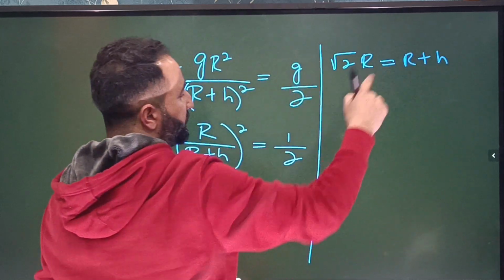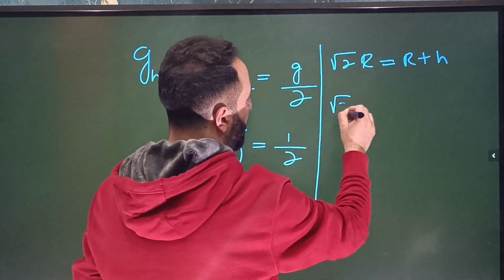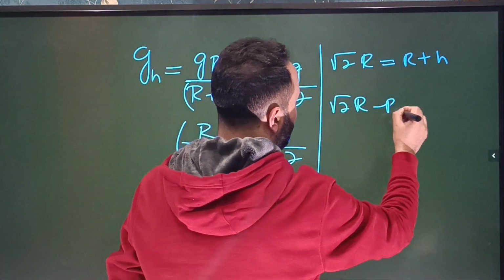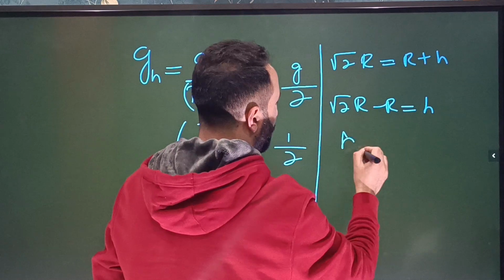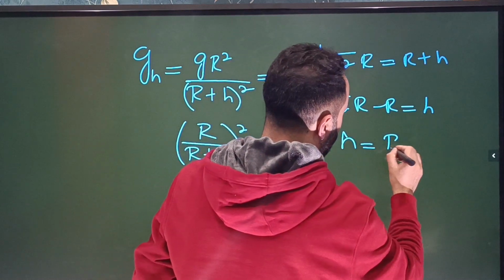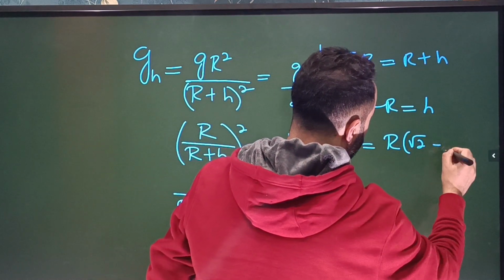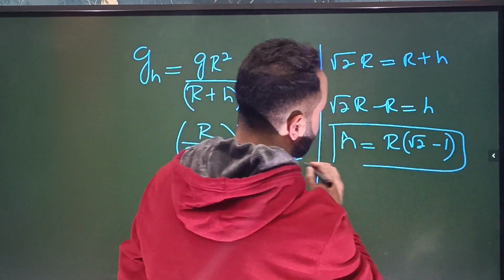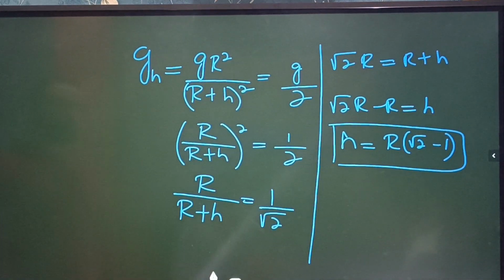I am in search of this h. So root 2 multiplied by r minus r will be equal to h. So h will be equal to what? Take this r common. It will be root 2 minus 1. This is the answer. So here is your answer. We are done with this problem.